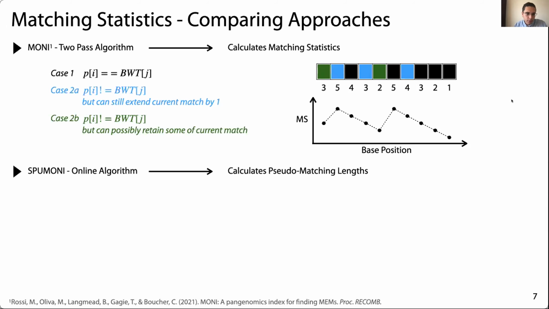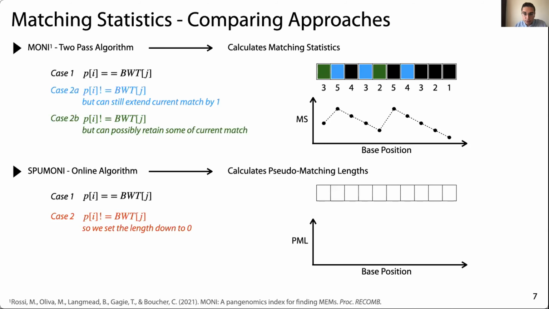So now let's talk about SPUMONI. SPUMONI is an online algorithm. So it's a 1-pass algorithm, and it calculates a new quantity, which we are calling pseudo matching lengths. So the first case is the same as MONI's case, but the second case is where they differ. If the current character in the pattern does not equal the current character in the BWT, then we just set the length to 0. So essentially SPUMONI is not trying to distinguish between these 2 cases, and we're just going to set it to 0.